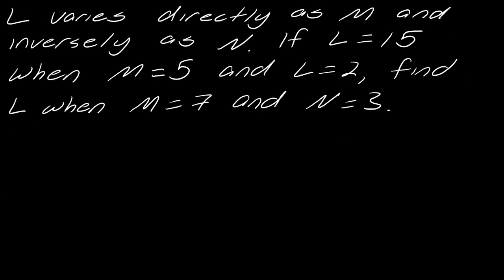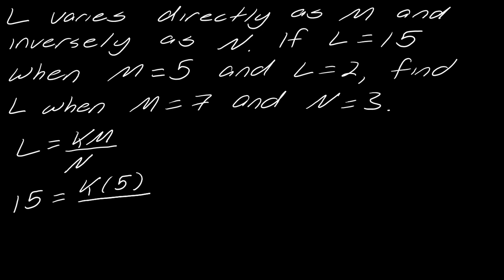All right. So I have another one here. This is one where you have both direct and inverse variation together. So once again, you can pause and hit play when you're ready. So I have L varies directly as M, so that's KM, and inversely as N, so then I divide all of that by N. If L equals 15 when M equals 5 and N equals 2, now I can go through the steps to solve.